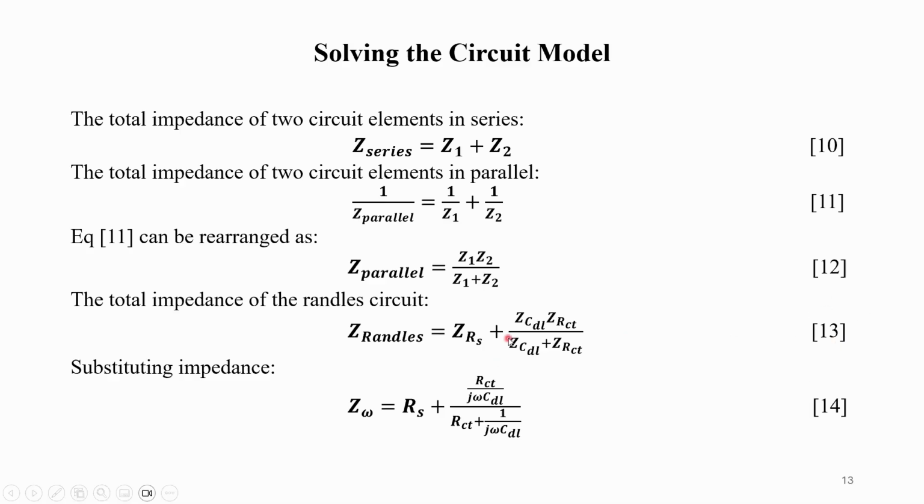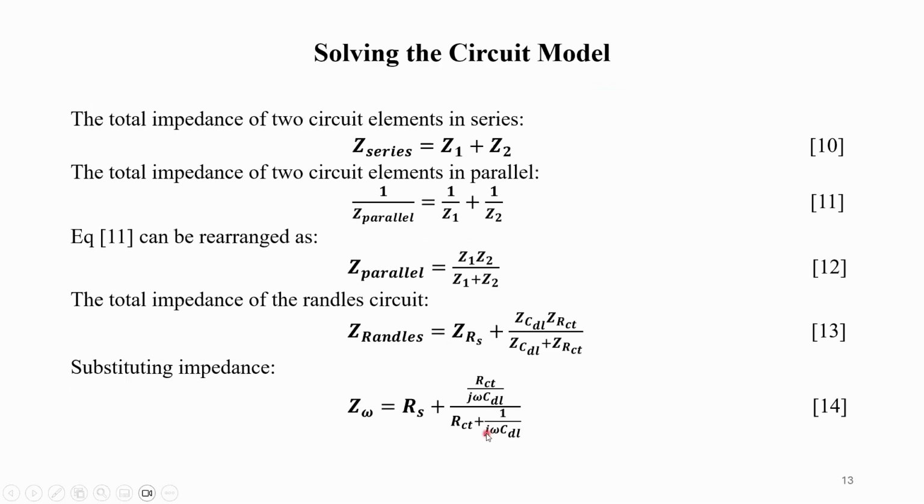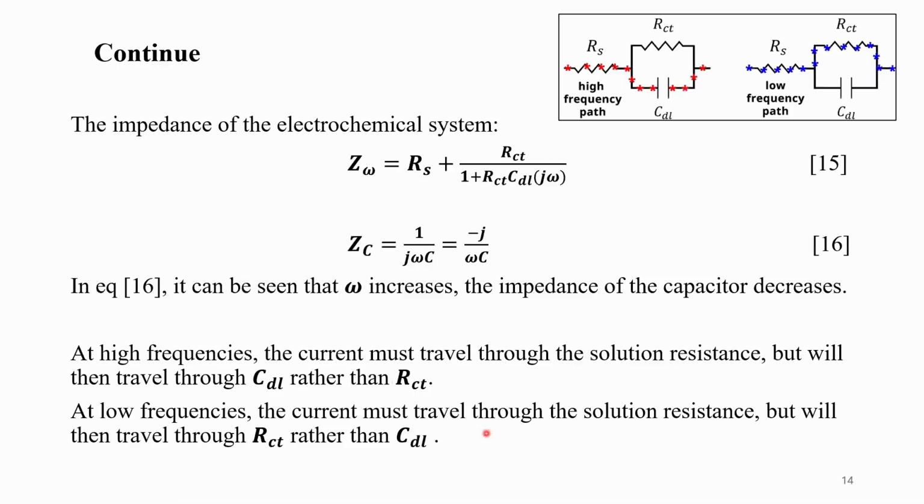In this equation, what we need to do is just substitute the capacitance impedance value and the resistance value, and then we got equation 14. By simplifying equation 14, we got equation 15. And by looking at equation 15, we can know the nature of current flow. Of course, on the first part, we just have Rs, the current flows through Rs. However, depending on the high frequency and the low frequency, the current flow position changes. It depends on this equation.